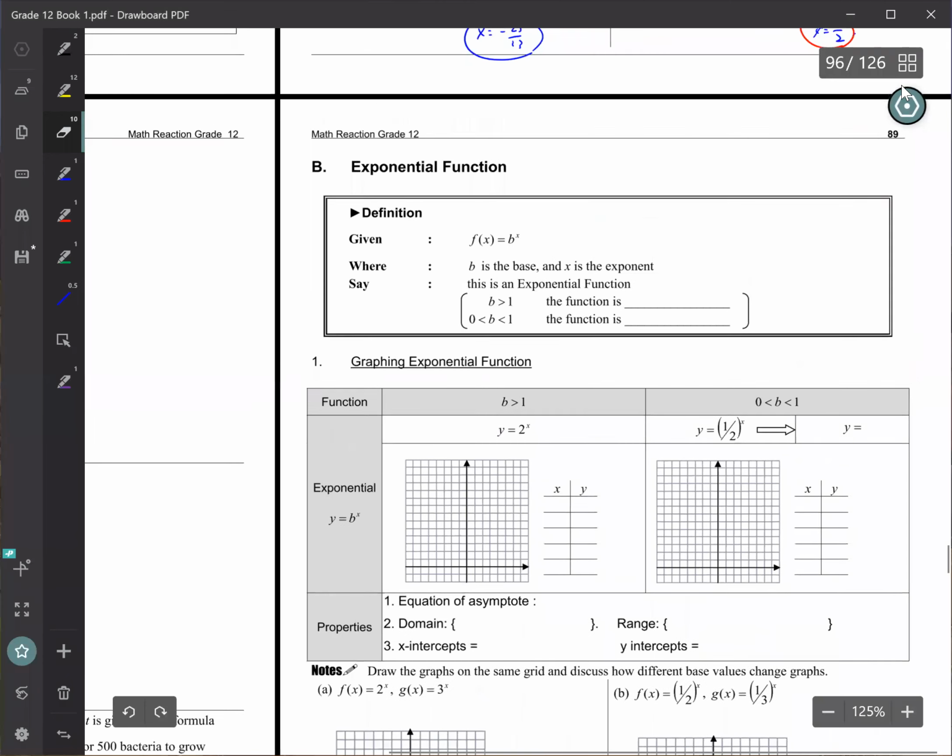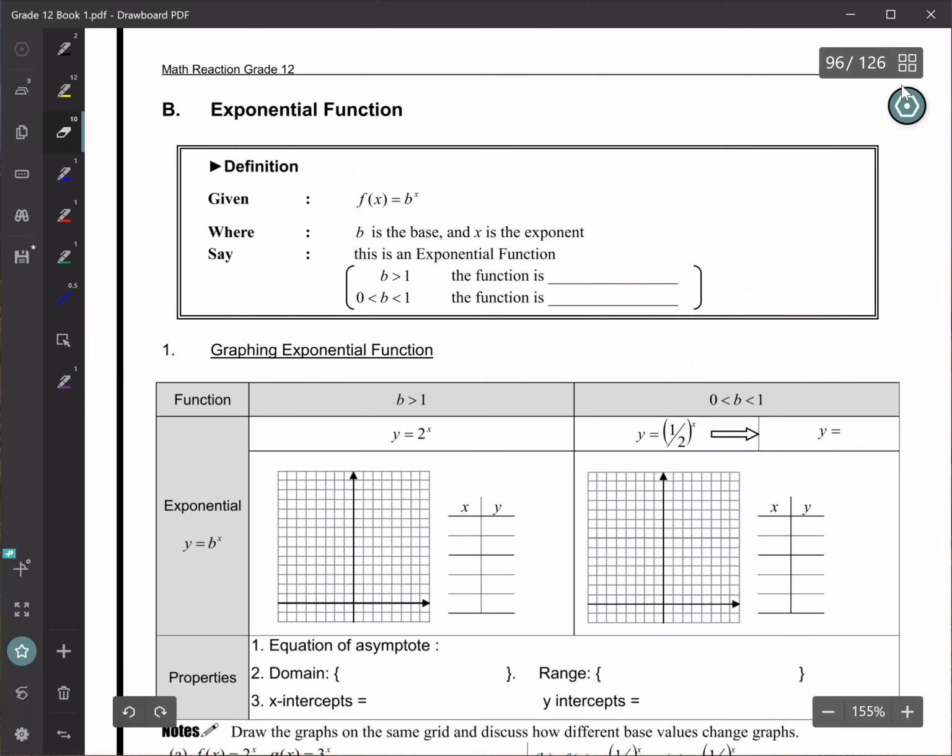So before the break, we just went over basically using the exponent rules, right? Exponent laws to solve equations. Okay, now we are going to look at the function, and how exponents can also be graphed.